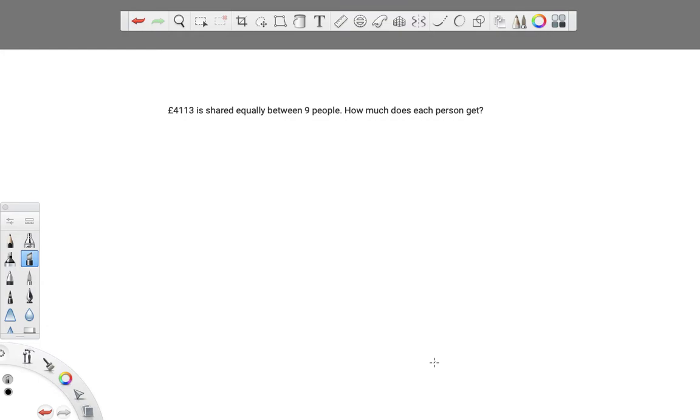£4,113 is shared equally between 9 people. How much does each person get? So let's have a go at this. So we've got 4113. So I'll be doing the division like this.